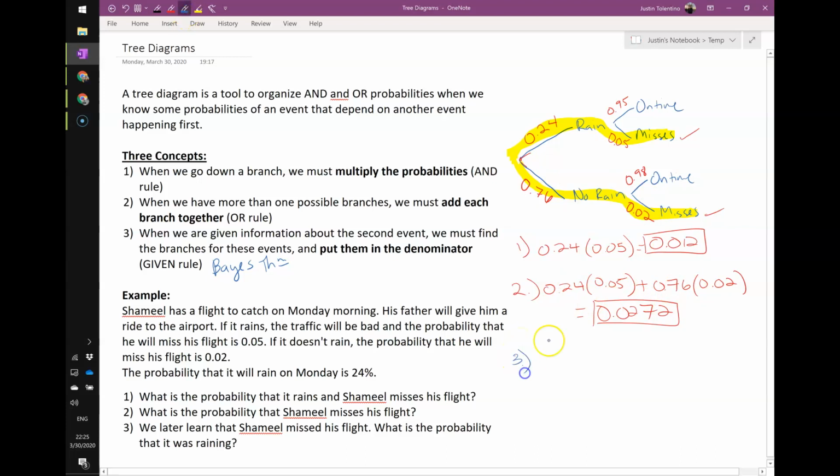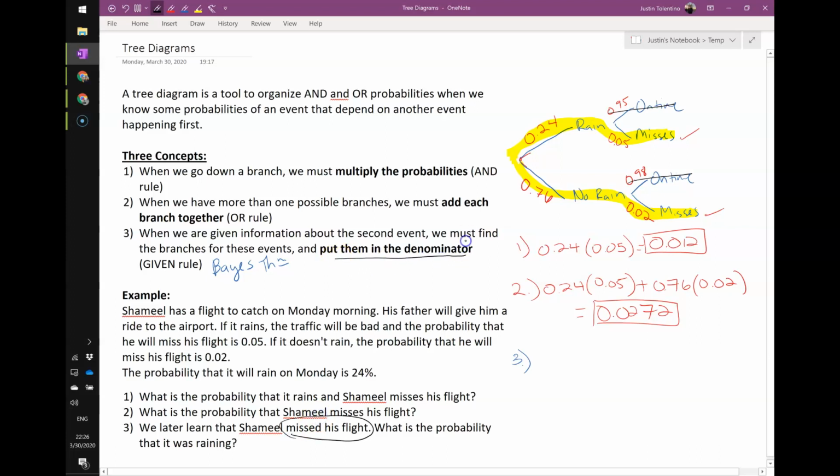This one's going to look the most complicated, but if we think about what's happening here, it's really not that bad. It says, later we learned that Shamil missed his flight. So we know for sure, based off what he said, that he's missing his flight. So actually these highlighted ones are the only ones that are possible. He was not on time, so this is no longer possible. This is no longer possible, and this is no longer possible. Only the ones we're looking at. Out of those branches, notice I said the words out of those branches, we want to know what's the branch where it's raining. That's all we're thinking about here: the branches that are given to us, that he missed his flight, where does that go?